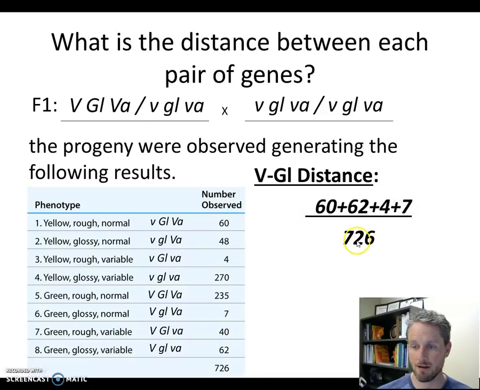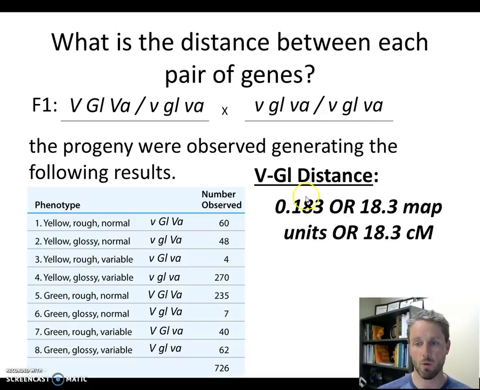I add that up, divide by 726. If you do that math, you should get 0.183. So that's our recombination frequency, or we could say that it's 18.3 map units, or we could say that it's 18.3 centimorgans. So centimorgans and map units are common distance measurements in genetics, and that's what we'll most commonly use. So we just determined for the V to GL gene distance, it's 18.3 map units.